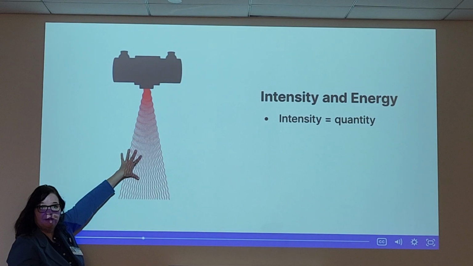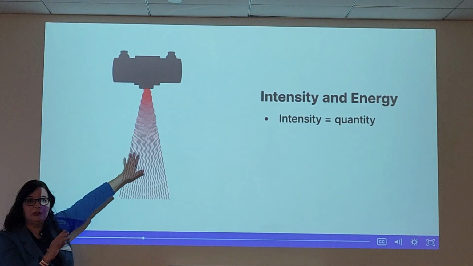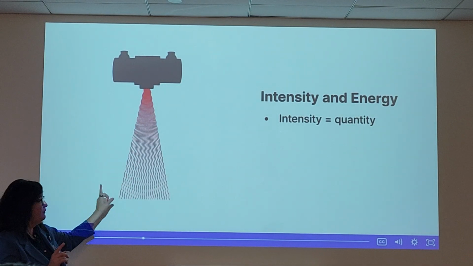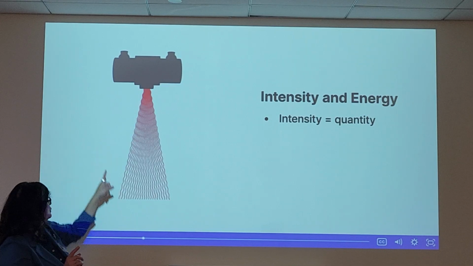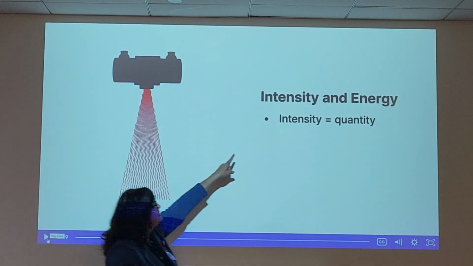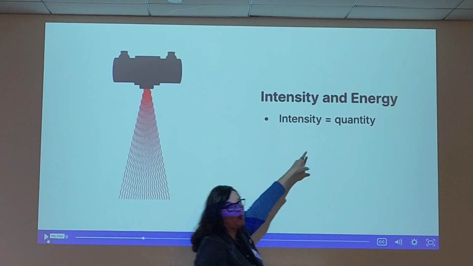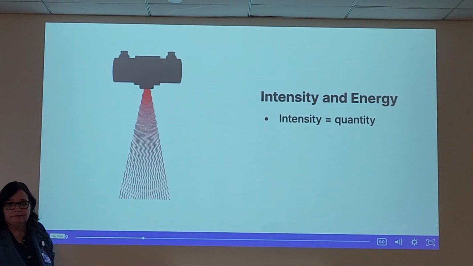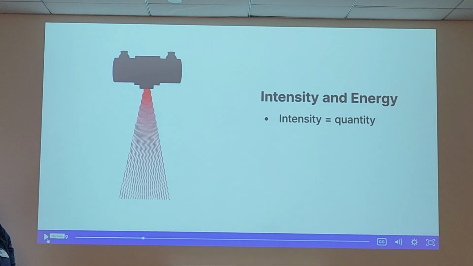Make sense? I'm just using a very simple symbol here of every photon leaving the X-ray tube. So 1, 2, 3, that means intensity. Intensity is synonymous with quantity. An intense group of bumblebees, they're all coming at you, right? That's intensity. Higher in quantity, right?